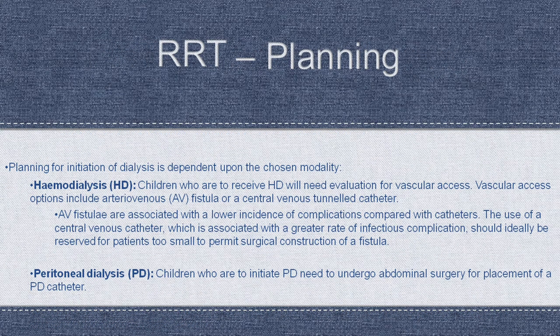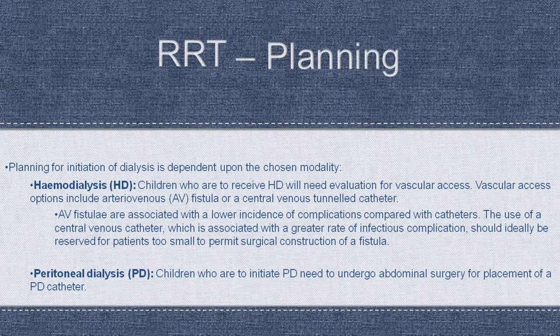For renal replacement therapy, a certain amount of planning is required depending on the chosen modality. For HD, the children will require evaluation for vascular access, the options for which include an AV fistula or a central venous tunneled catheter. AV fistulas are associated with a lower incidence of complications compared to catheters. Catheters are associated with a greater risk of infectious complications and should ideally be reserved for patients who are too small to permit surgical construction of a fistula.